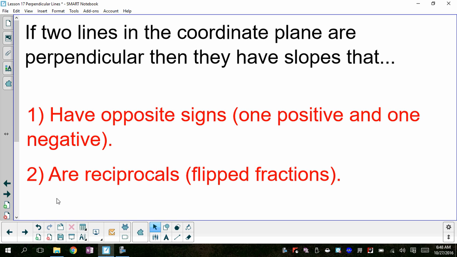So in order for two lines in the coordinate plane to be perpendicular, we need to know two things about their slopes. So a little bit more to it than parallel lines. They have opposite signs, so that means the slope of one of the lines is positive and the slope of the other one is negative. And they're reciprocals of each other. So that means if we write one of them as a fraction and flip it, that would be the slope of the other line. These two things both have to occur for us to say that the lines are perpendicular in the coordinate plane.